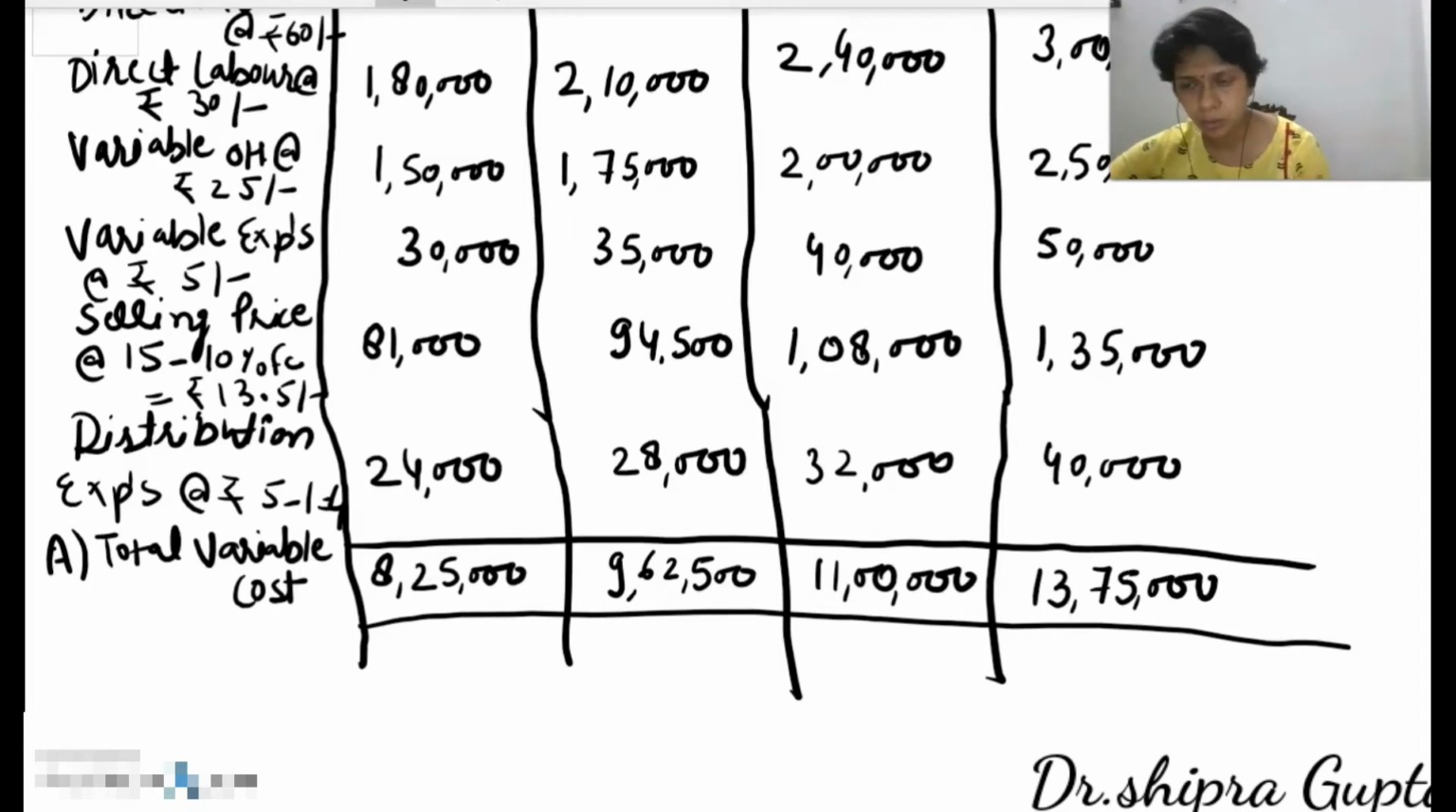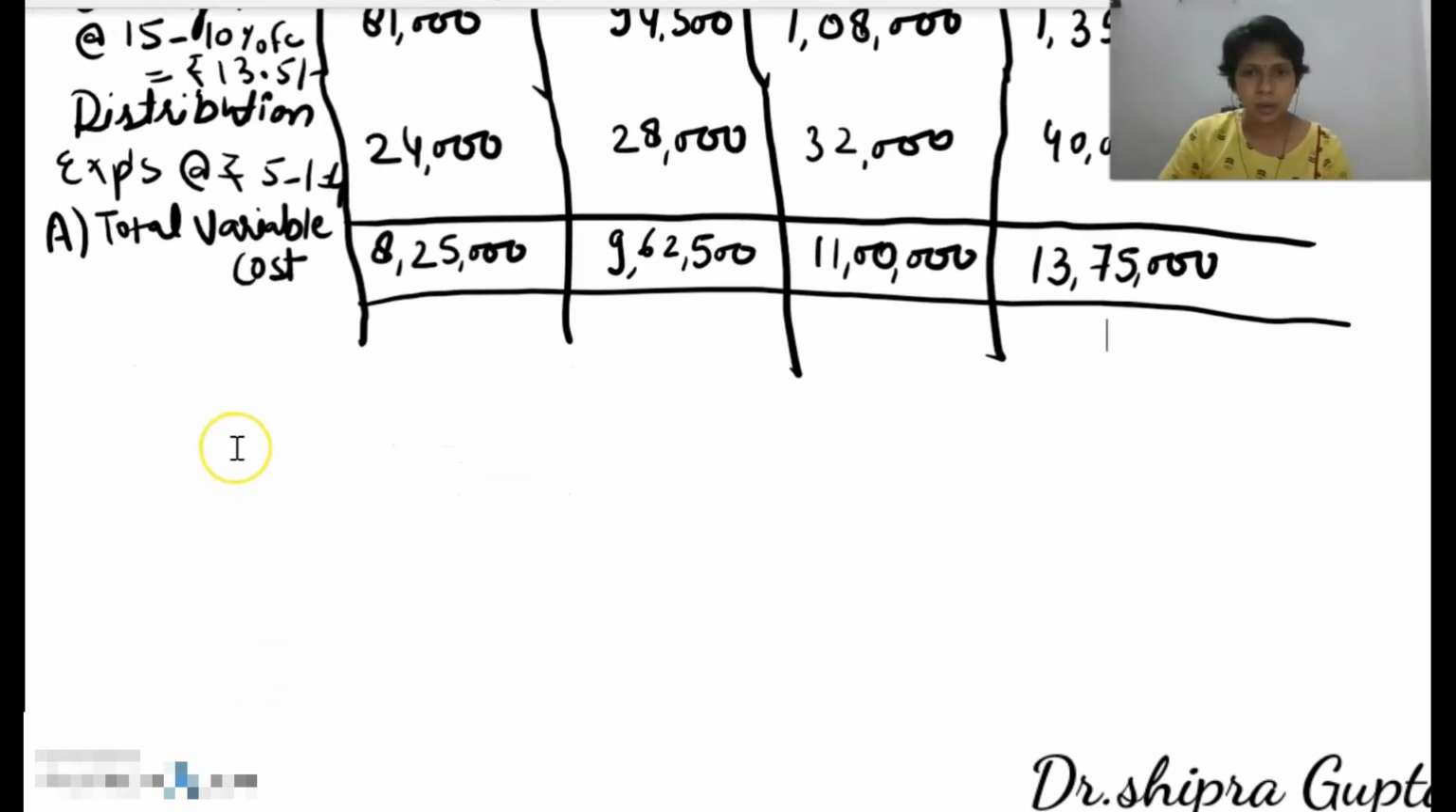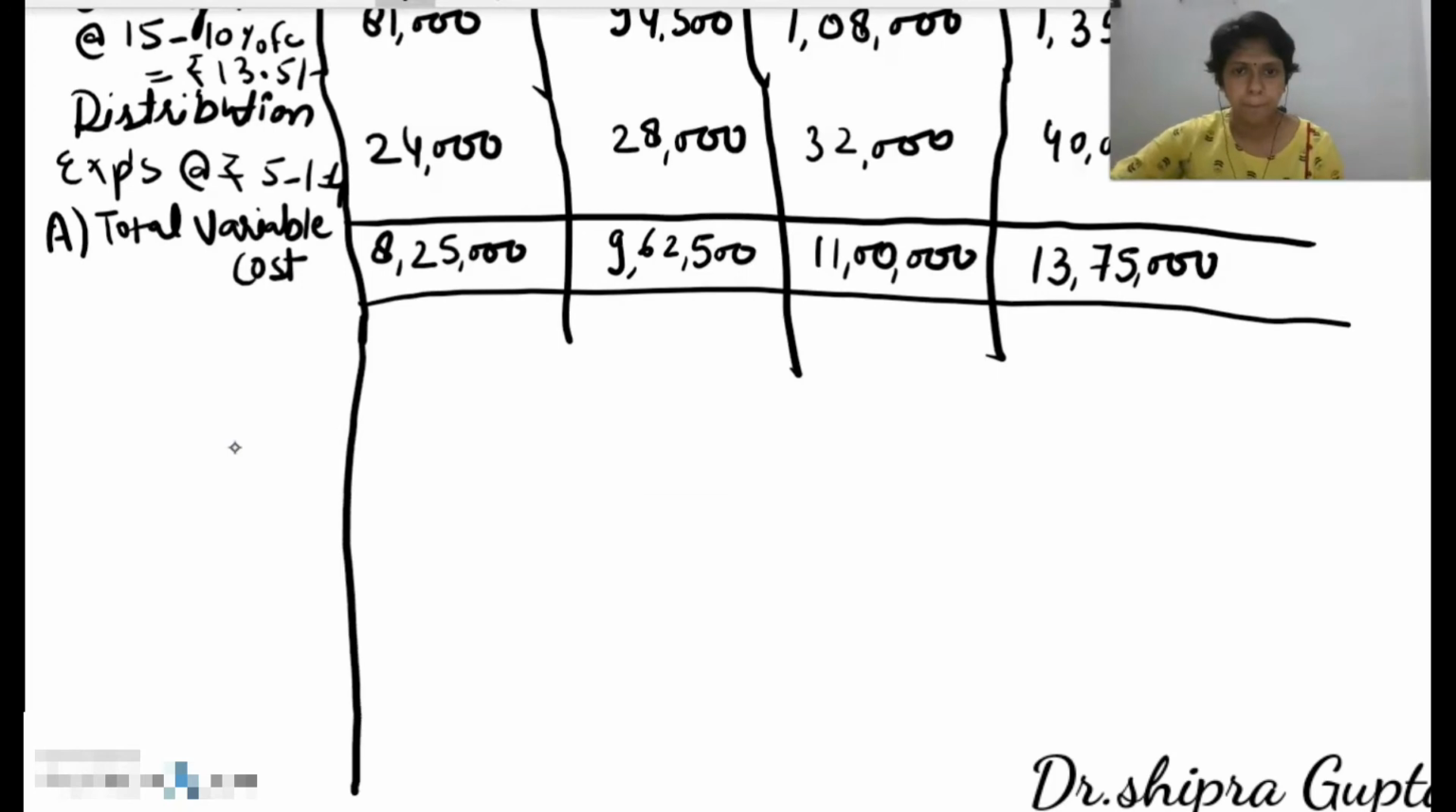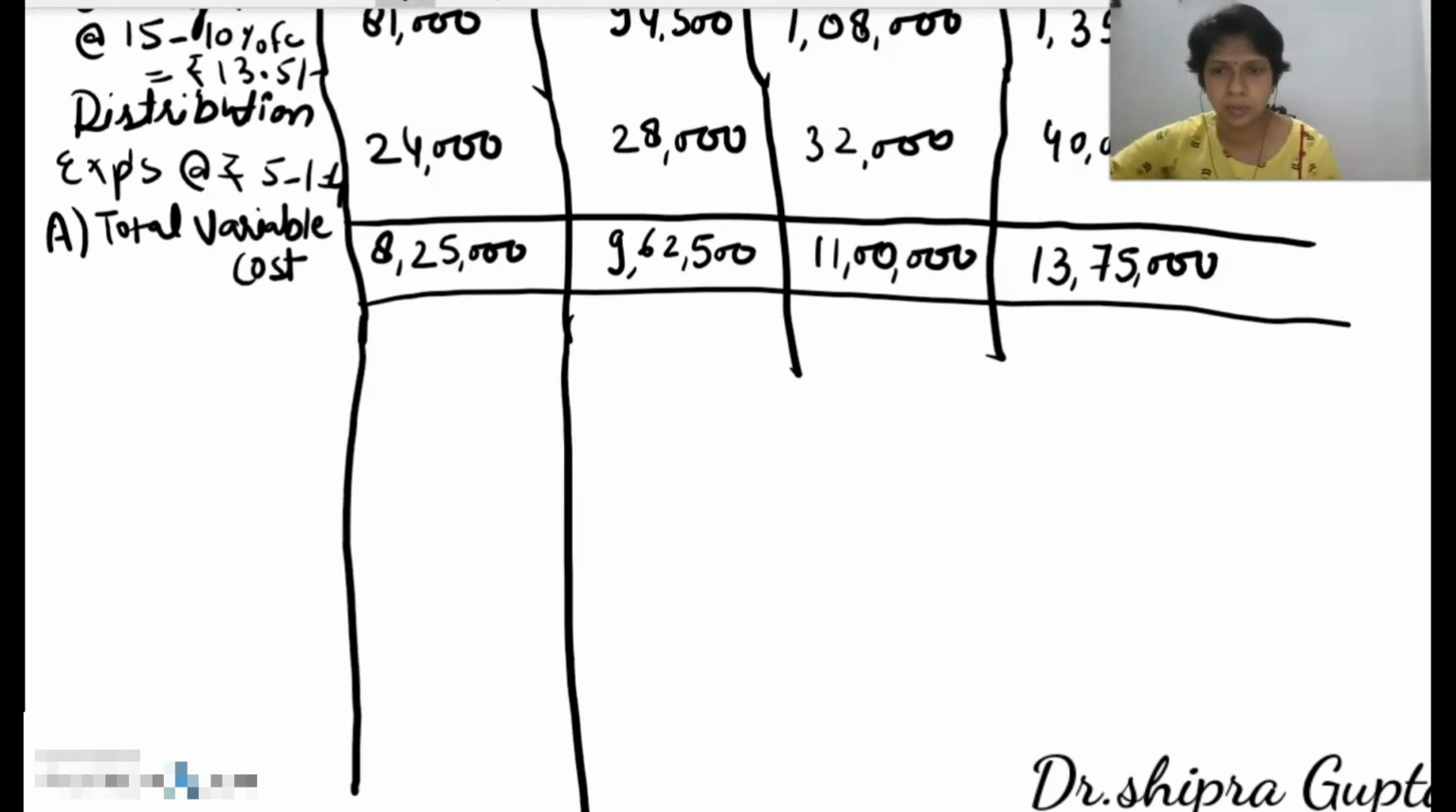So we have done almost half of the question. So now we will take the fixed cost portion, and we will calculate the semi-variable part also.